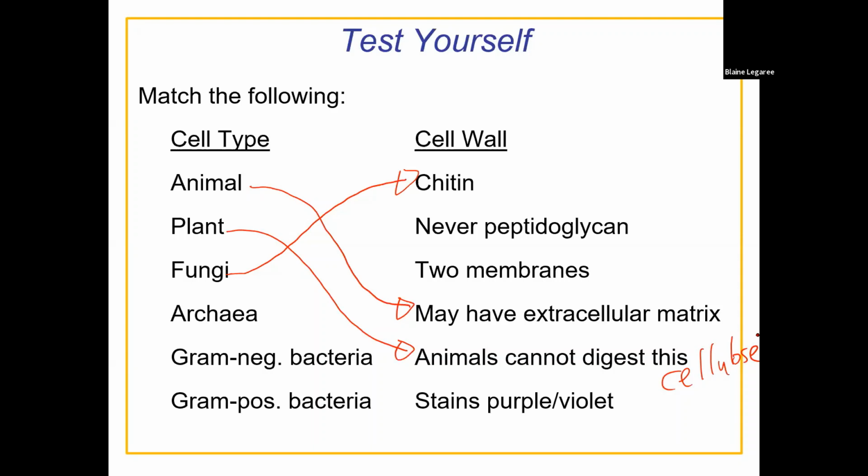Okay, so we have archaea, gram-negative, gram-positive left over. Two membranes, that should be an easy one by now. You should know that gram-negatives have two membranes. And this last one here, gram-positive, stain purple or violet. So archaea never have peptidoglycan. So what does that mean? It means that archaea don't have peptidoglycan. But remember that archaea might have pseudopeptidoglycan.